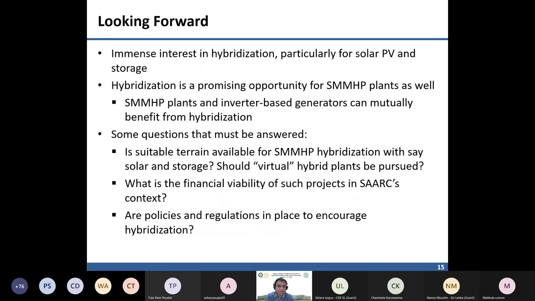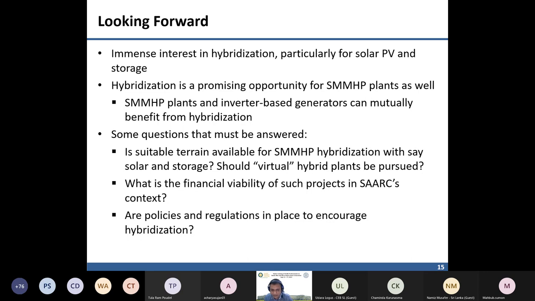So finally, looking forward, I feel that there is an immense interest in hybridization, particularly for solar PV and storage, but that doesn't mean that there is not an opportunity for hybridization with small, micro, and medium hydropower plants. In fact, as I mentioned earlier, these plants, when hybridized with inverter-based assets, could actually provide more benefits than even a conventional plant that is available today that is run from fossil-based generation resources.